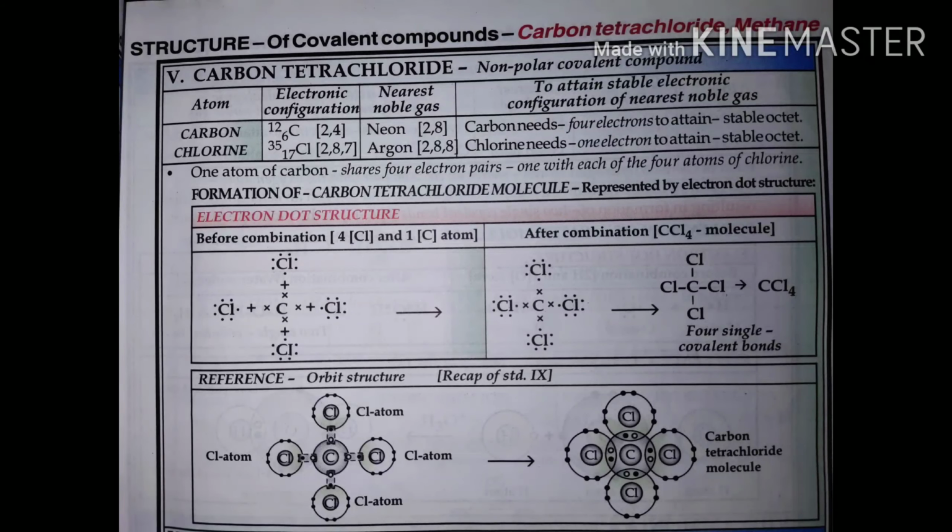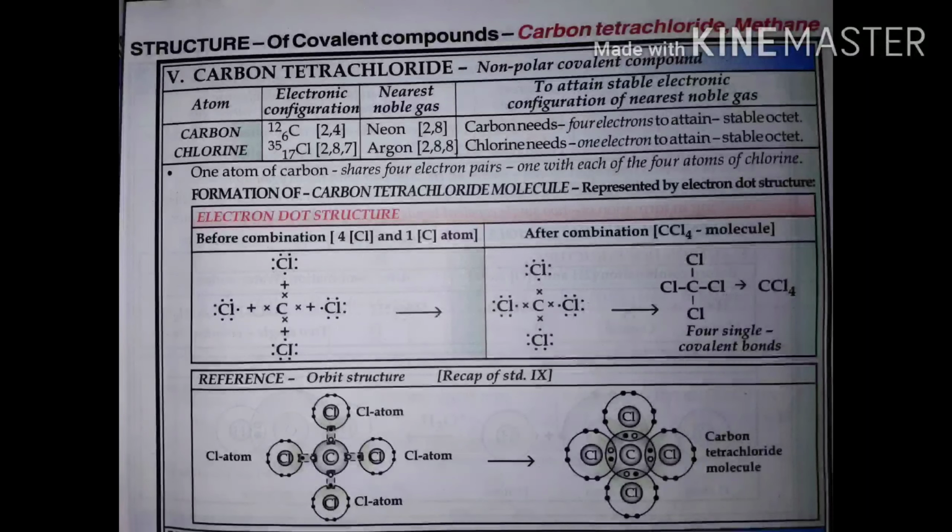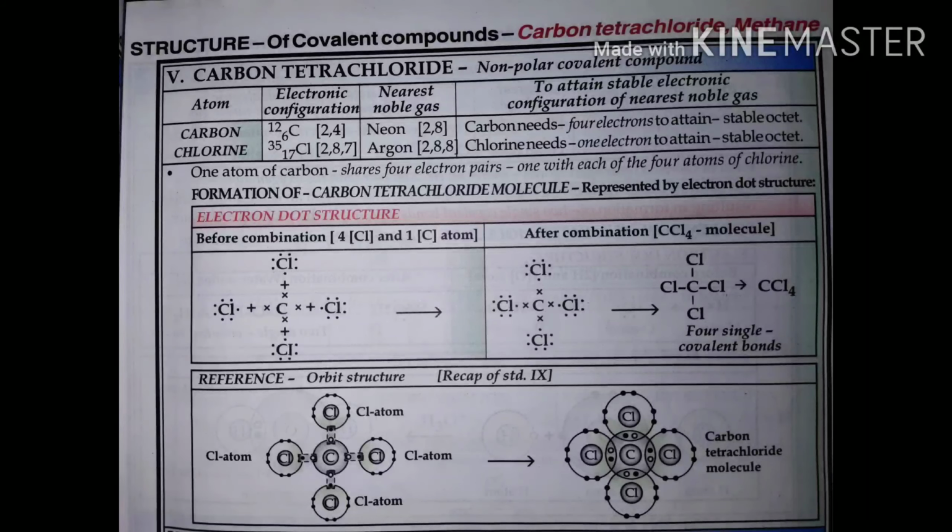Now if you see the adjacent diagram, you can clearly see that carbon has shared each of its X, or each of its electrons, with the chlorine atom which is present in the adjacent region. So this can be denoted with the help of a dash. So you can see that carbon has 4 dashes which are shared with the chlorine atoms. In this way, carbon tetrachloride, that is CCl4, is formed.